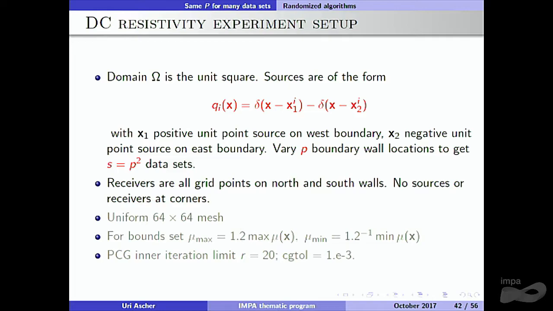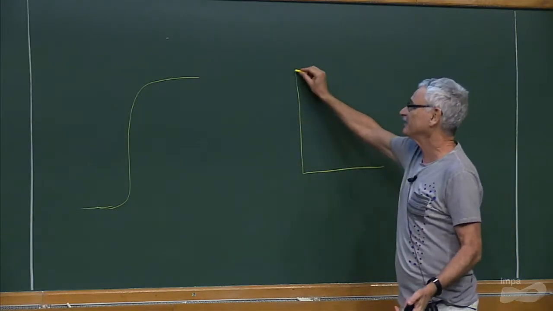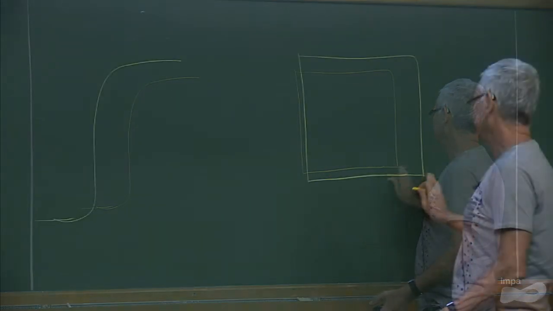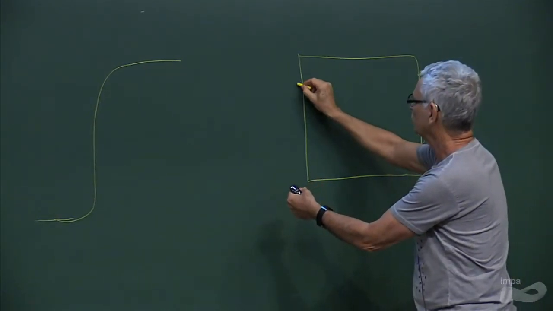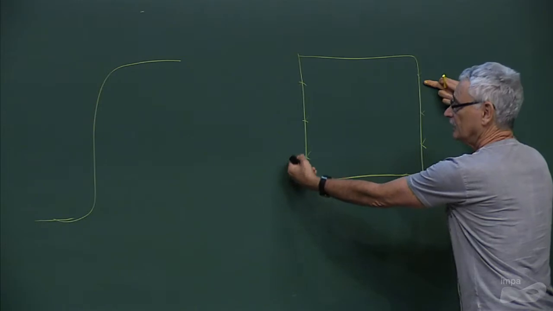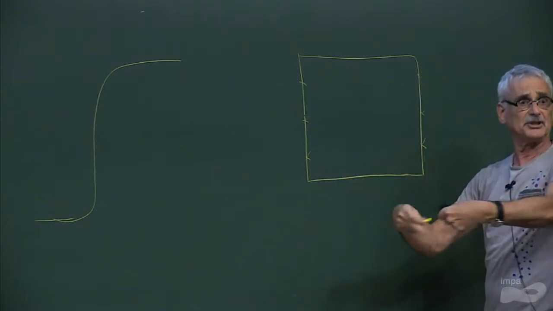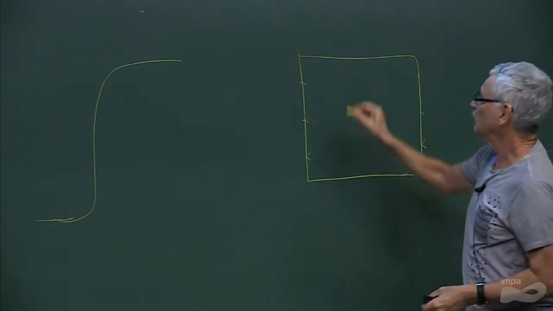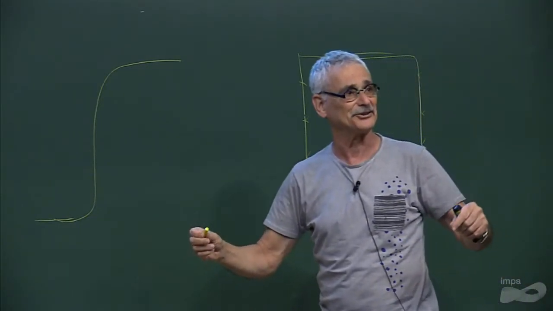And typical experiments would be, let's say that we have a square. So now we become mathematical, no longer funny domains, just a square in 2 dimensions. And we have points here and here. And we have sources which are a delta function here minus a delta function here. And we vary the location. So we have p points here and p points here. Then we get p squared experiments in this way. And they're measured here and here. Okay, we want to measure it not where we have delta functions in the source.